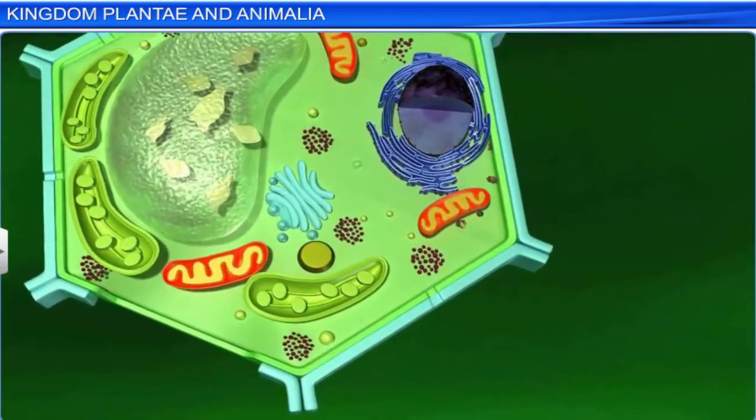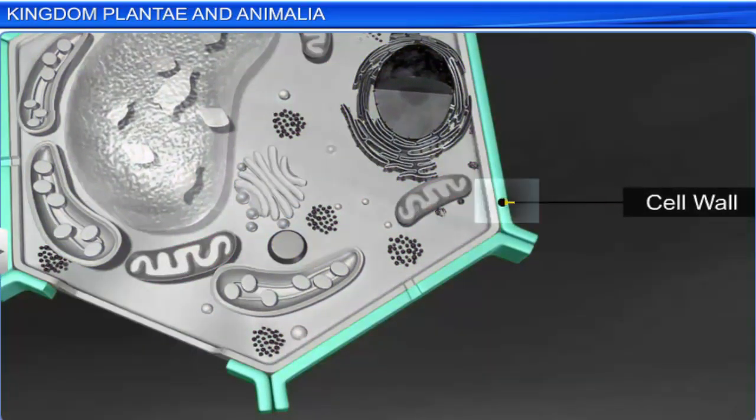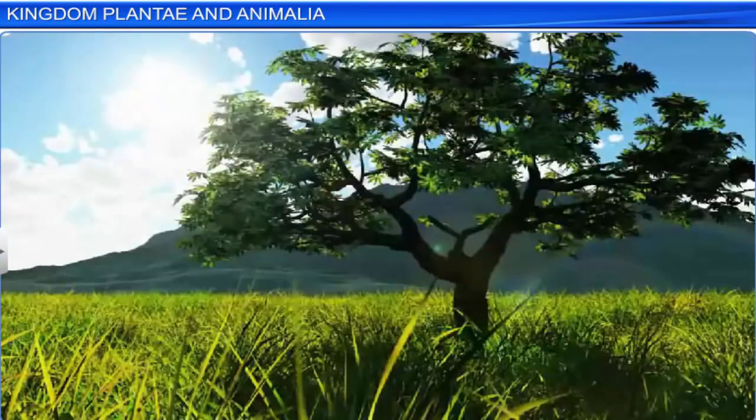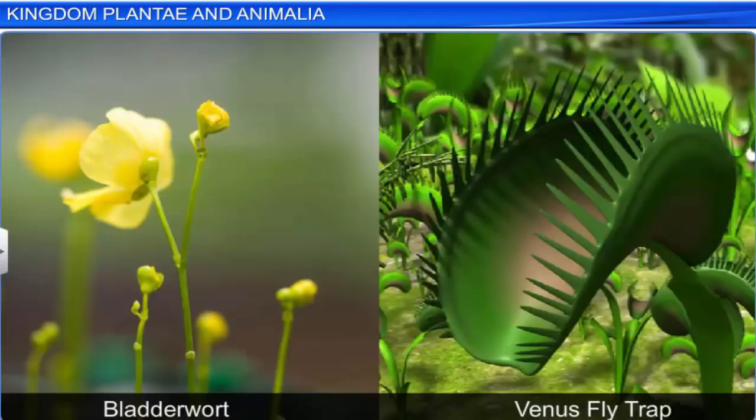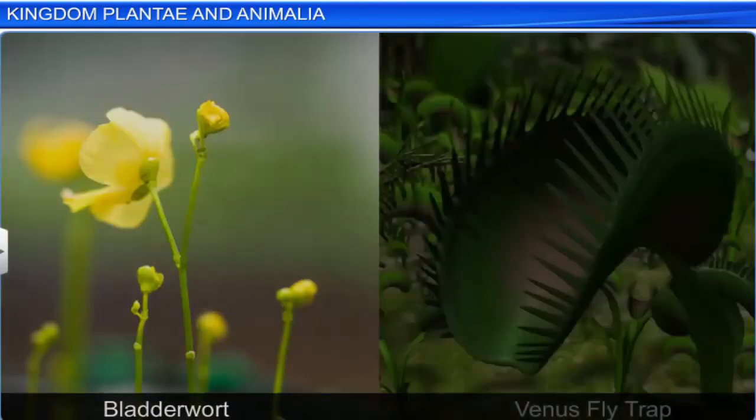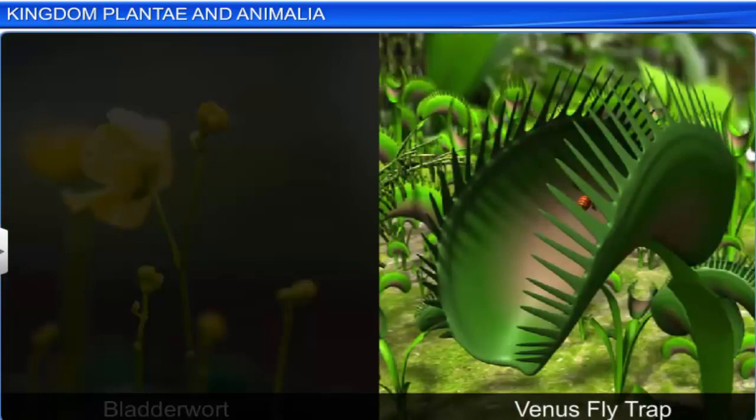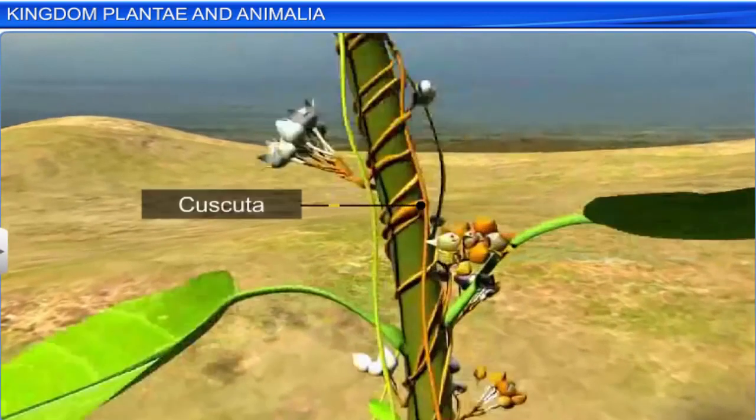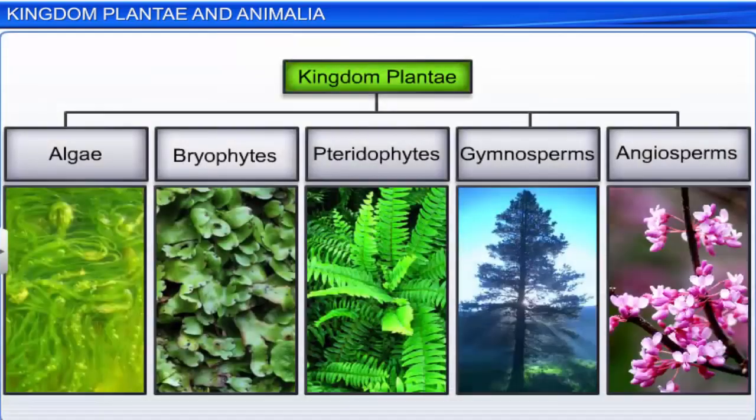Plant cells are characterized by the presence of a cell wall, which is made up of cellulose. While most plants are autotrophs, some plants such as bladderwort and Venus flytrap are also insectivorous. Some of them, such as Cuscuta, are also parasites. Kingdom Plantae also includes algae, bryophytes, pteridophytes, gymnosperms, and angiosperms.